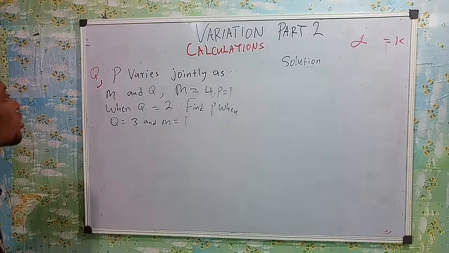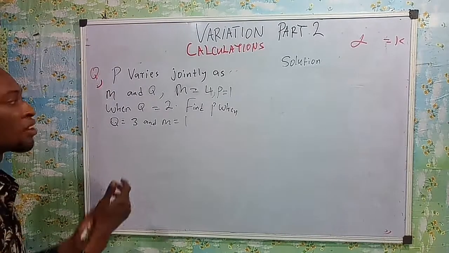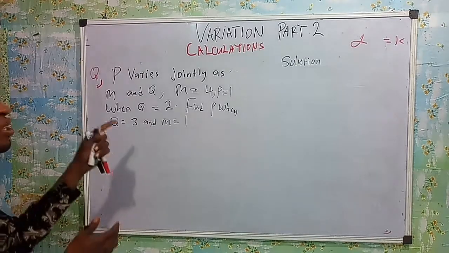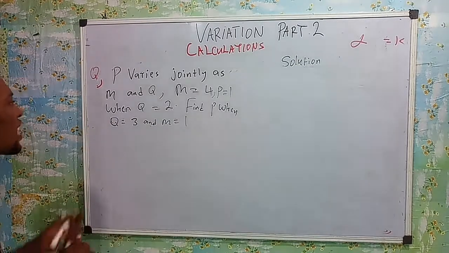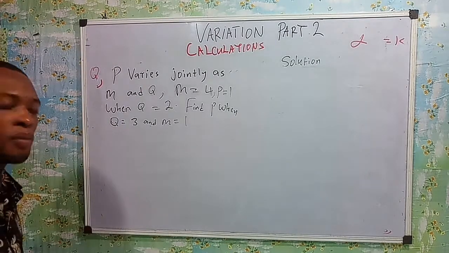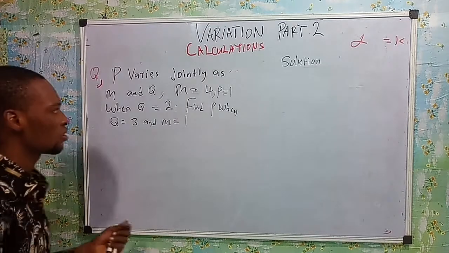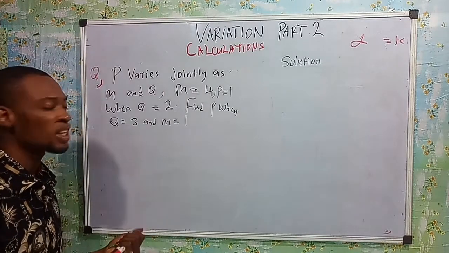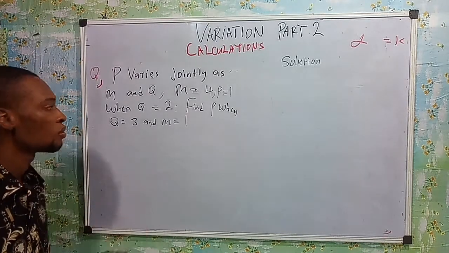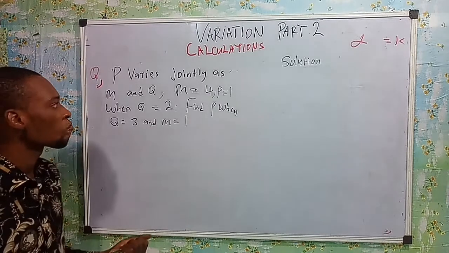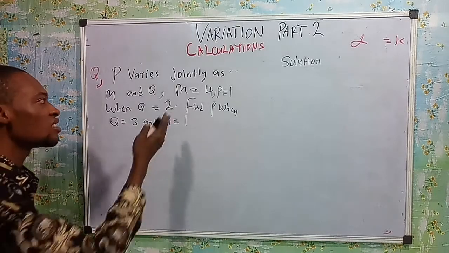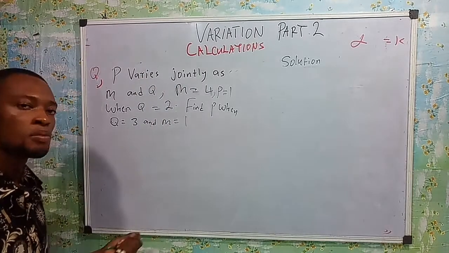Take a look at this one. P varies jointly as M and Q. M equals 4, P equals 1, when Q equals 2. Find P when Q equals 3 and M equals 1. If you look at this, it involves more than 2 variables. We have P, we have Q, and we have M. So this is no longer direct variation. It's a joint variation because it involves many variables.